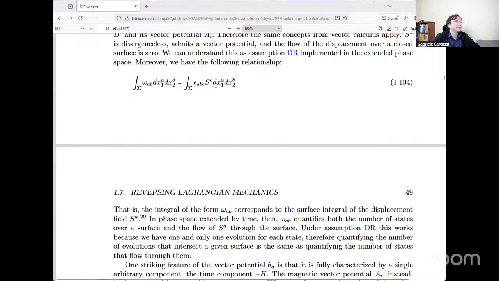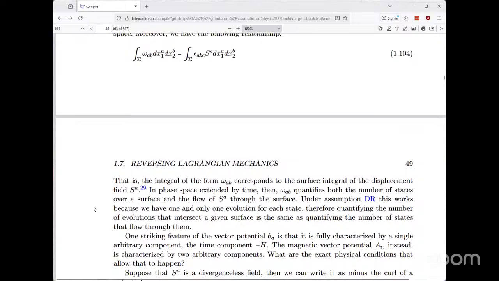So this is basically the triple product in 3 dimensions, where you have 3 vectors and you do first the tensor product between 2 and then you do the scalar product. That is, the integral of the form omega AB corresponds to the surface integral of the displacement field S_A. Footnote 29.